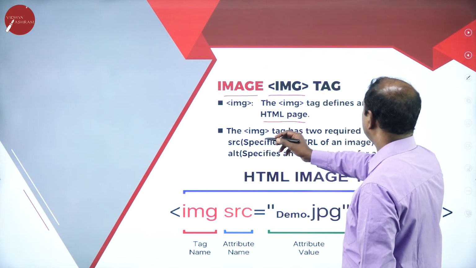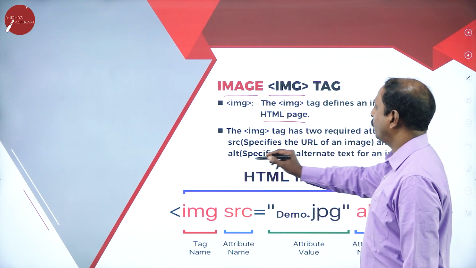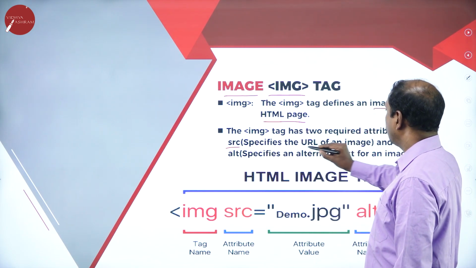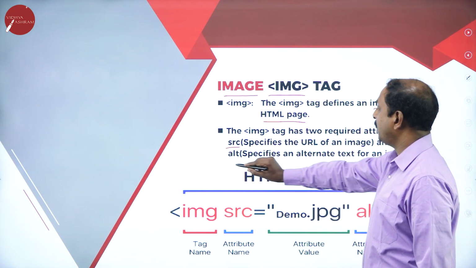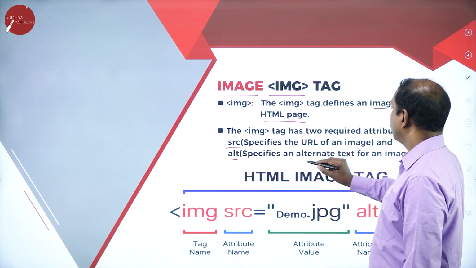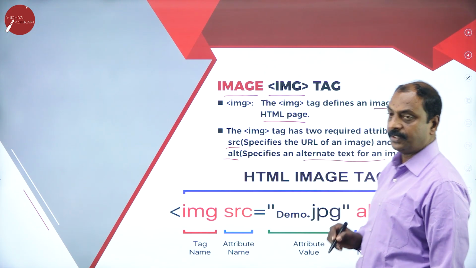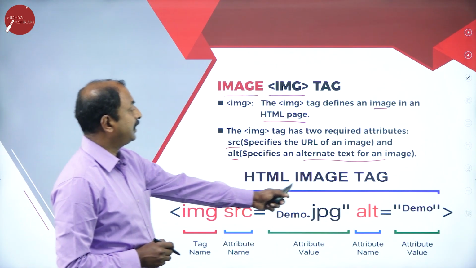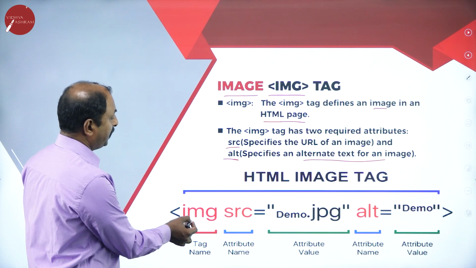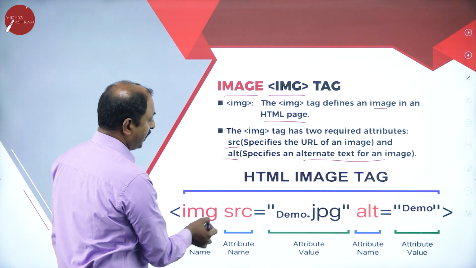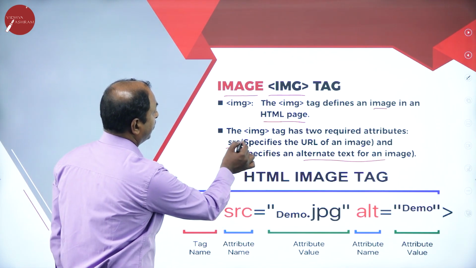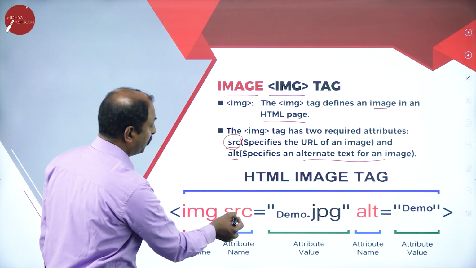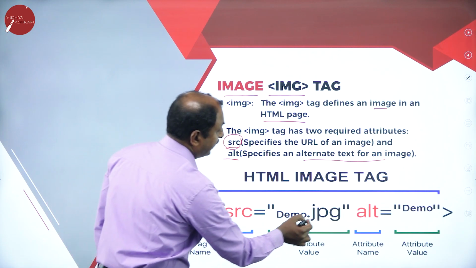So this image tag has two required attributes. One is src, which stands for source, and another is alt, which specifies the alternative text for an image. So this is the syntax. Look at the example here. This is the image tag, img is the one. Then a space, and src is another important attribute here. It stands for source, the attribute name. It is the source file.